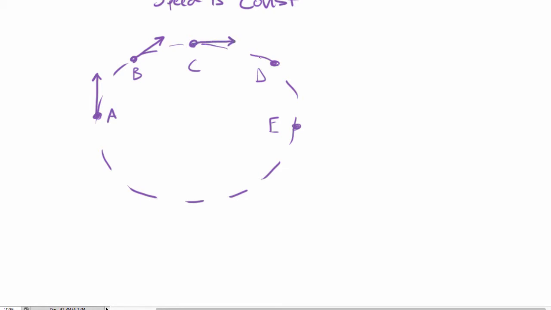In other words, I'm drawing vectors that are what to the circle? Tangent to the circle. When I'm undergoing uniform circular motion, my velocity vector is always tangent to the circle. In fact, that's always true. Your velocity vector is always tangent to your trajectory, whatever your trajectory happens to be.